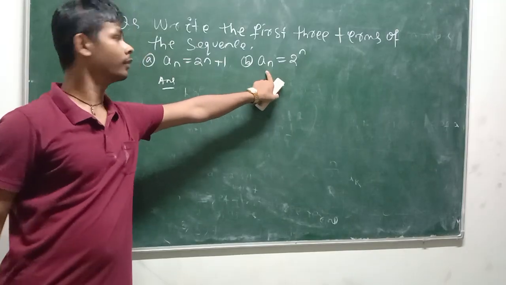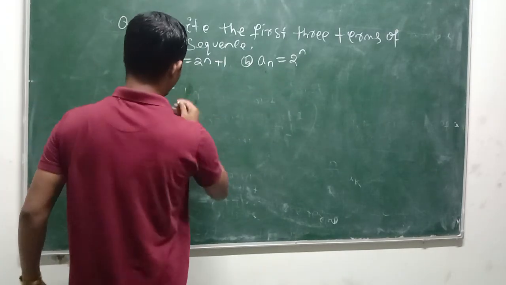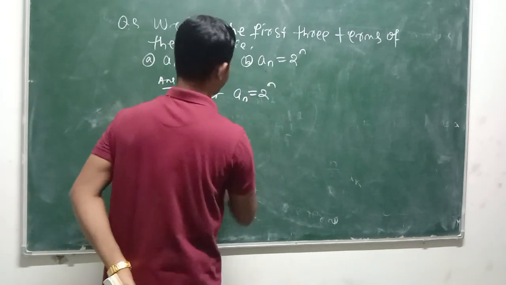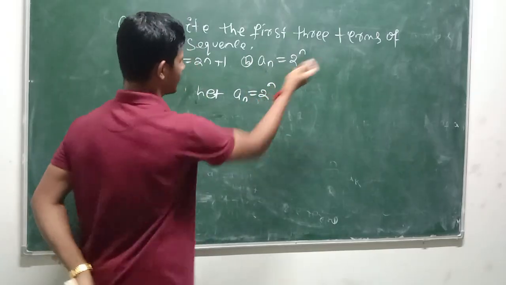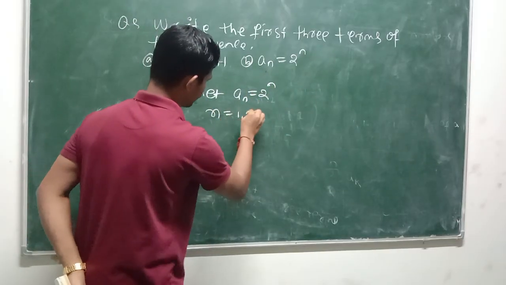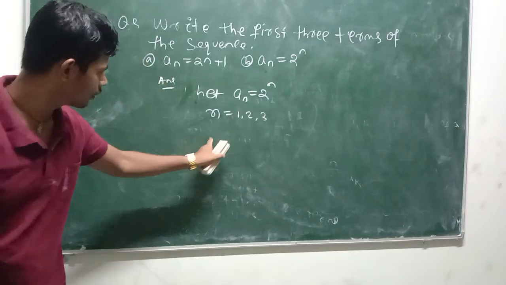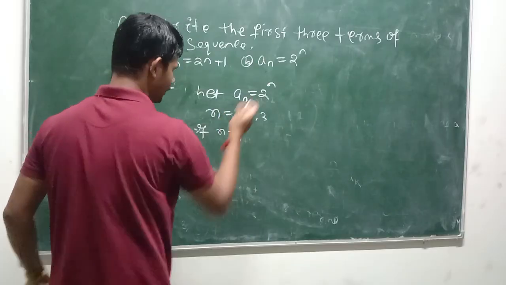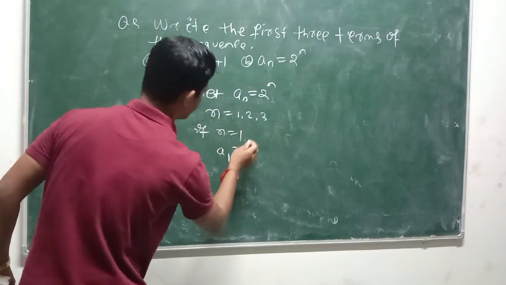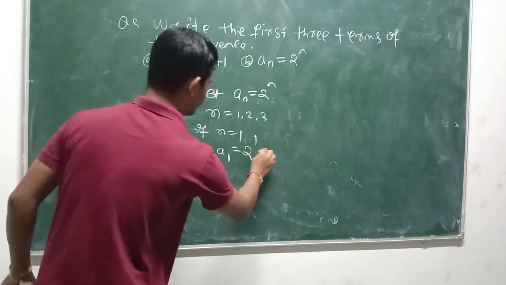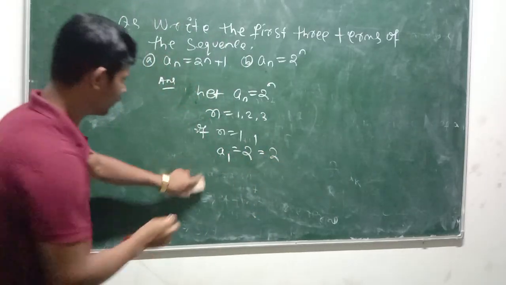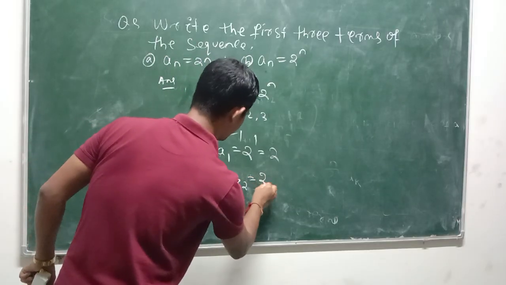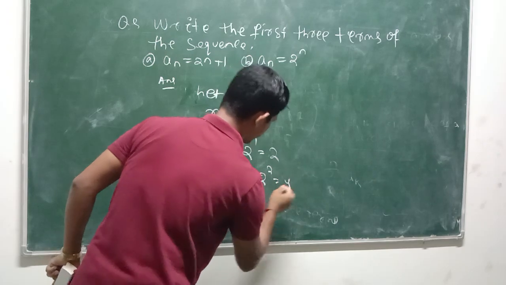See here, we will do option B. Given: aₙ = 2ⁿ. We have to find the first 3 terms, so n equals 1, 2, 3. If n is 1, putting it in the equation, a₁ is equal to 2 to the power 1, which is 2. Then n is 2, so a₂ is equal to 2 to the 2, which is 4.